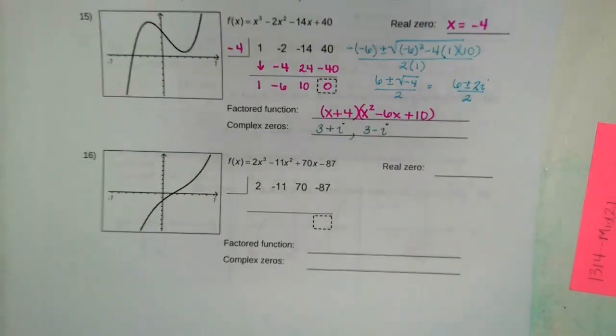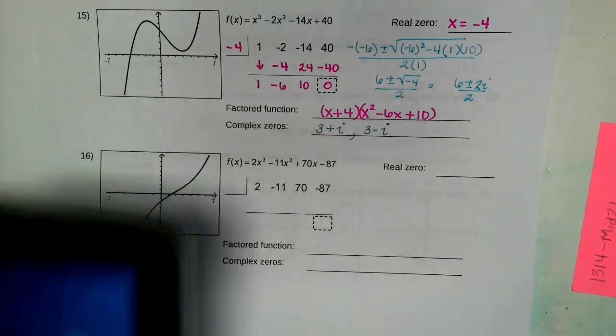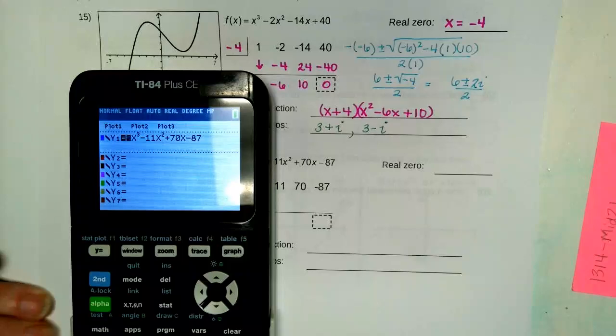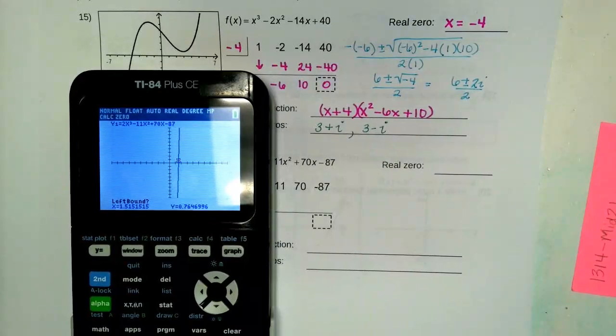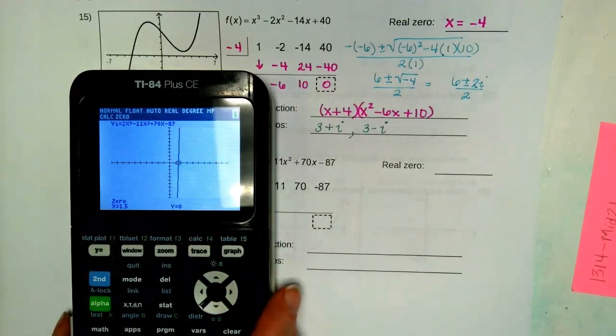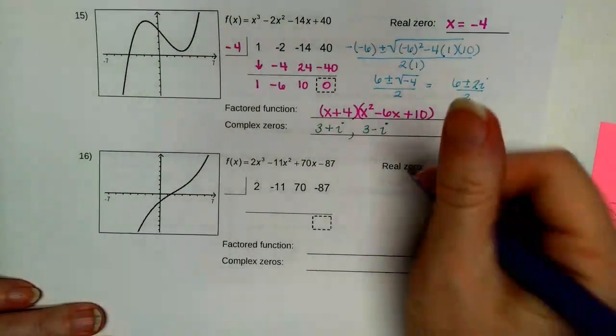So on 16, it looks like, I'm not positive, but it looks like that's at 1.5. But to be sure, I'm going to plug it in my calculator. Oh, look, it's already in there from 7th period. That's so nice. I'm going to plug it in my calculator and do a trace to find it for sure. And it's at 1.5, which is 3/2. So my x equals 3/2.